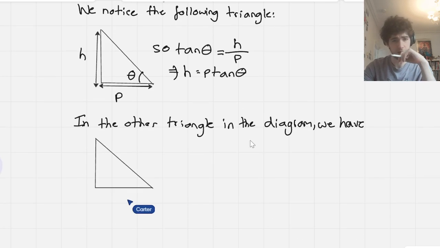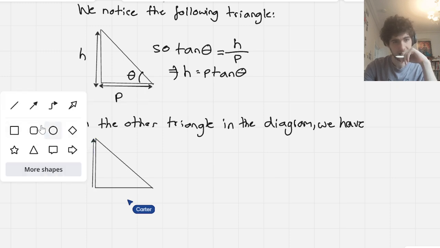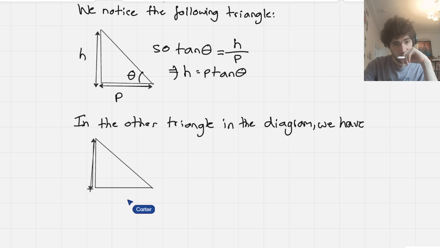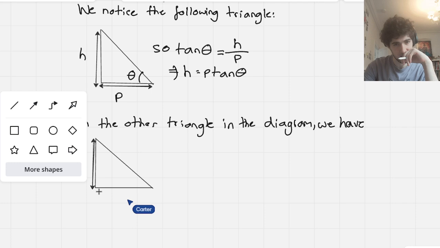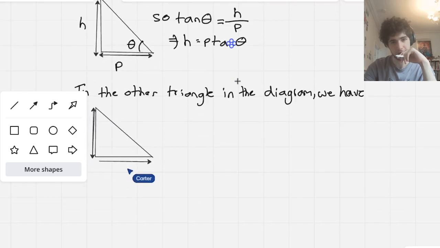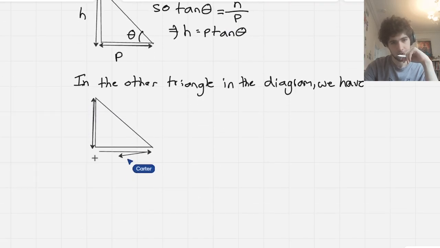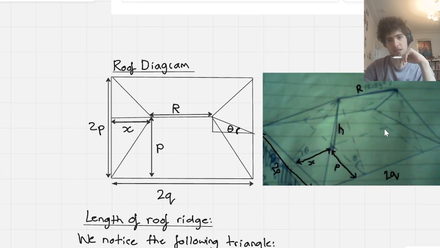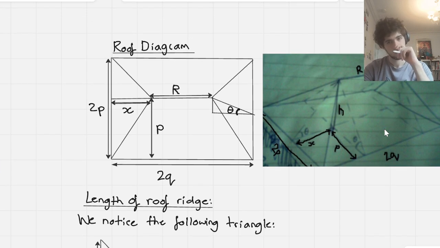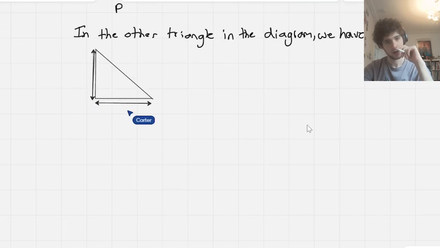If I just annotate this triangle, so that's h. We also have that is going to be x this time. And again, just look at the diagram on the right and you can see that for yourself. But if we calculate x, then we know what the length of the ridge is, because it's just going to be 2q minus 2x, since we can do the exact same thing on the other side. It's symmetrical. So we know that that's going to be x.